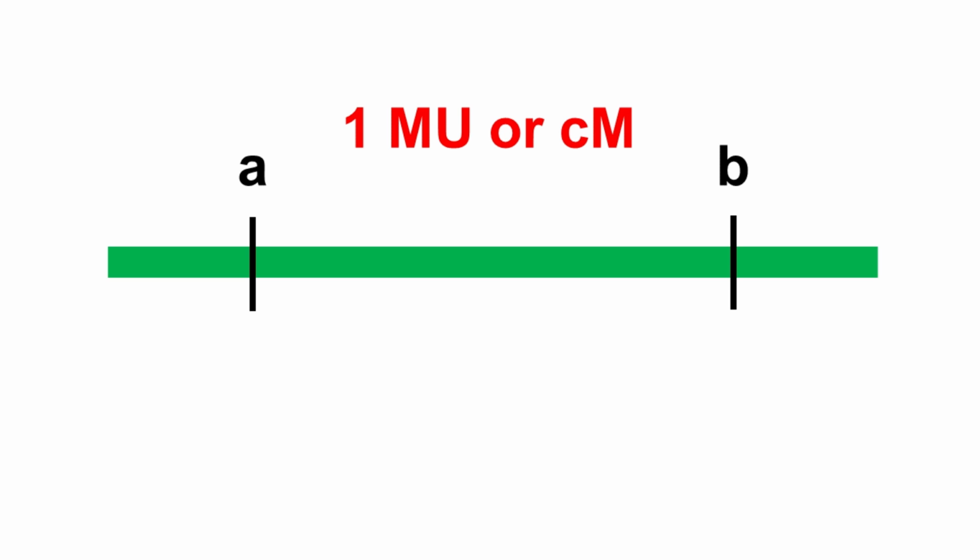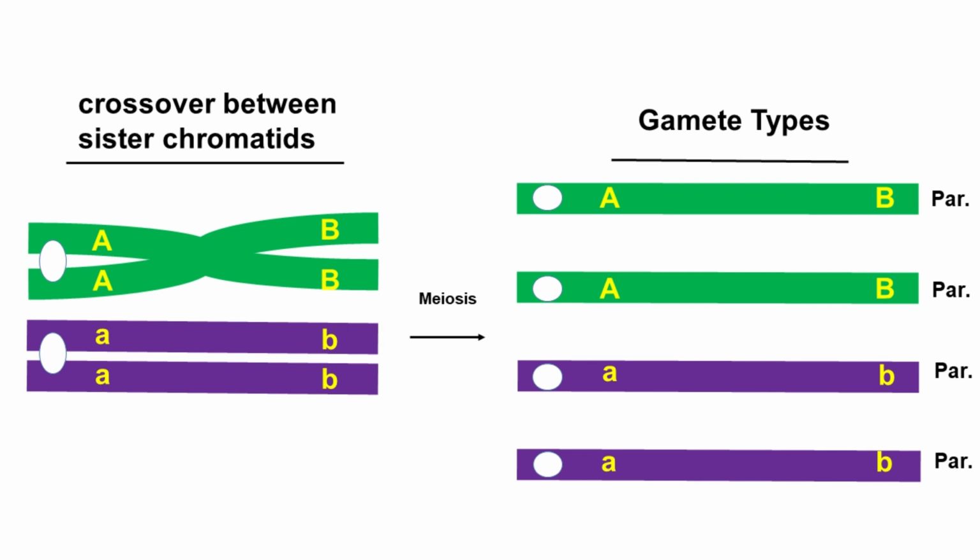There are also other scenarios regarding two linked genes. Let's take a look. When crossover occurs between sister chromatids, the outcome is typically genetically inconsequential. Here's why. Sister chromatids are identical. They carry the same genetic information because they are the result of DNA replication during the S phase of the cell cycle. Therefore, exchange between sister chromatids does not alter genetic composition.